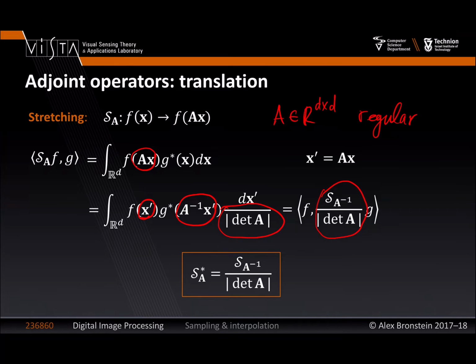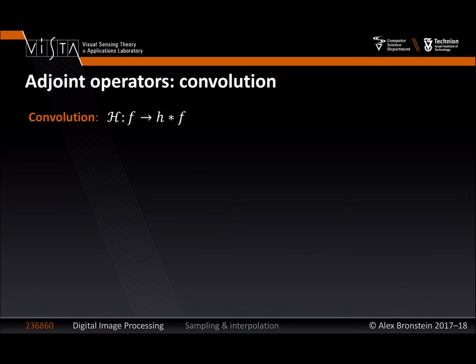Let's just write it in a nice operator form. The adjoint of S_A is S_A inverse scaled by the inverse determinant of A. Basically, inversely scaled by the volume of the transformation. And of course, again here, the transpose will be equal to the adjoint. Any questions? Next. What happens if we have a convolution? So we have the action of a Toeplitz operator, of a linear shift invariant operation, with some kernel, some impulse response function h. What will be the adjoint of a convolution?